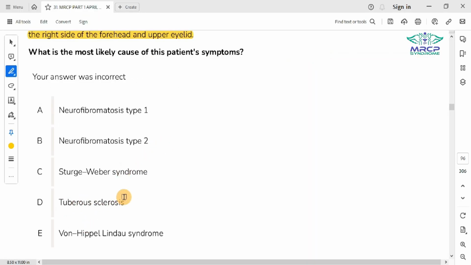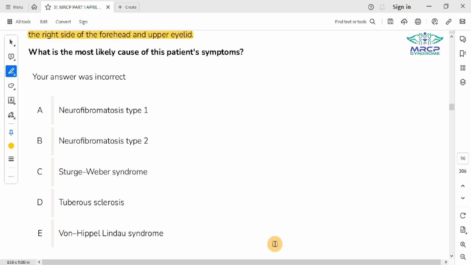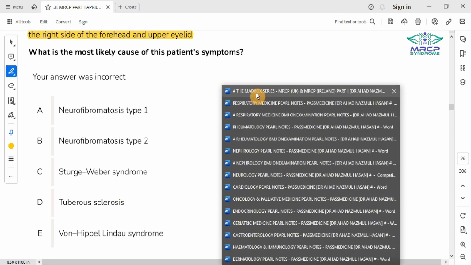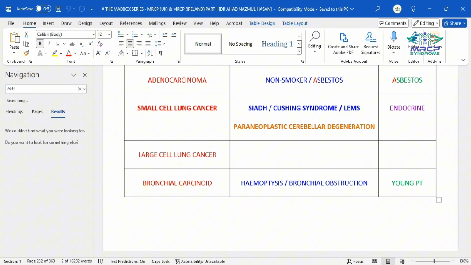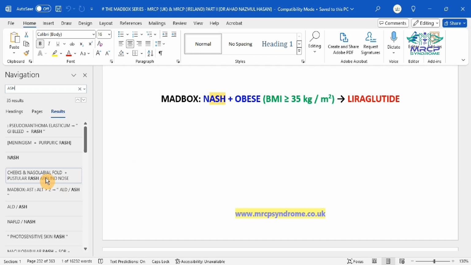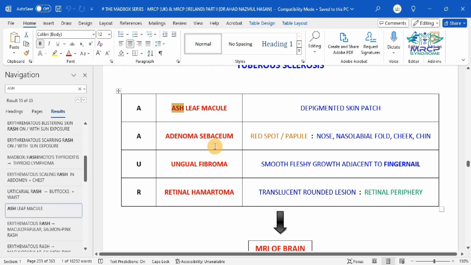Tuberous sclerosis also comes with the feature of seizure, but what should be the presentation or features of tuberous sclerosis? Ash-leaf macule. Then what are the other features? Shagreen patches, yes. Adenoma sebaceum, ungual fibroma, retinal hamartoma.